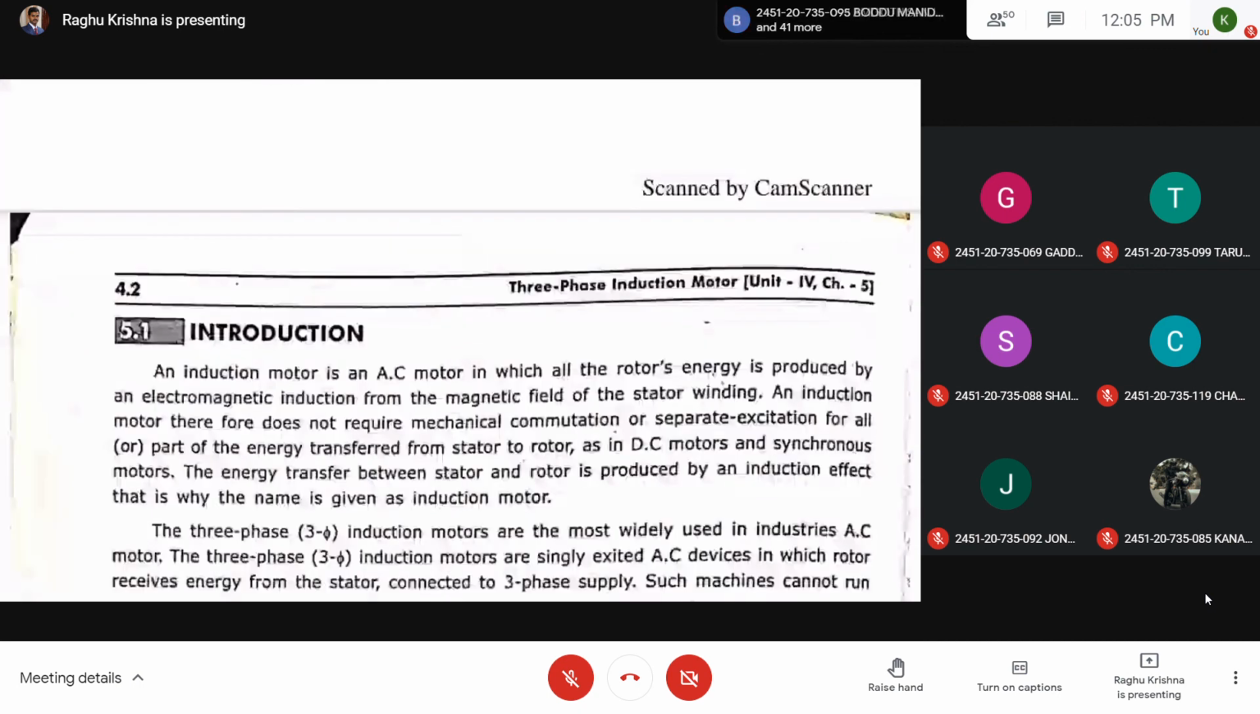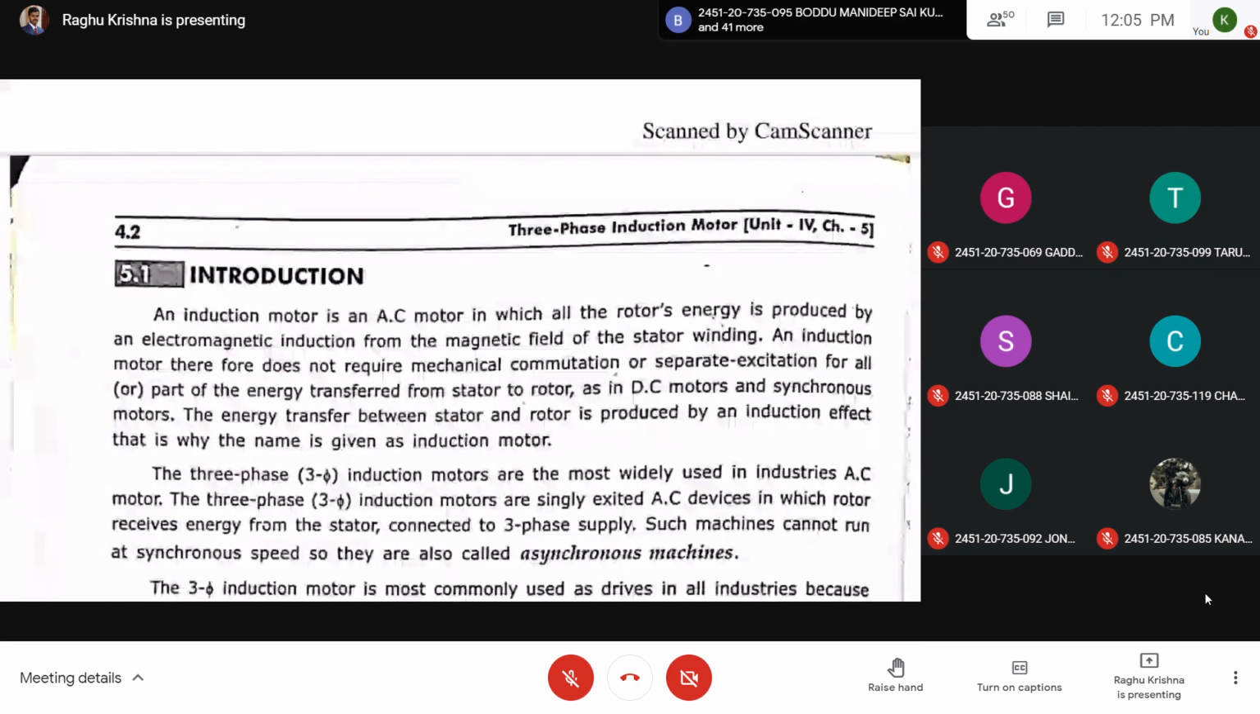So tomorrow I'm going to start. Not tomorrow, Wednesday. Wednesday I'm going to start the three-phase induction motor.